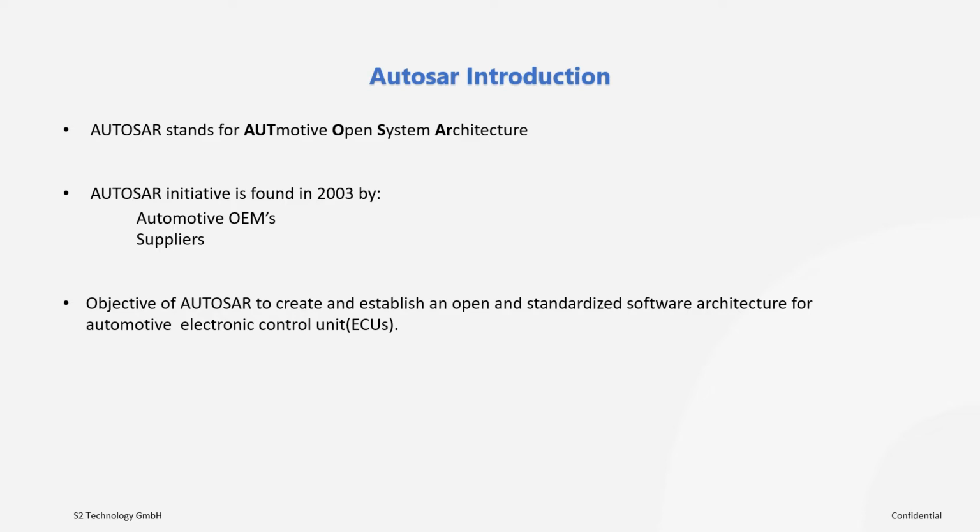AUTOSAR stands for Automotive Open System Architecture, which was founded in 2003 by the automotive OEMs and suppliers to avoid redevelopment of similar components. The major objective of AUTOSAR is to create and establish an open and standardized software architecture for automotive electronic control units.